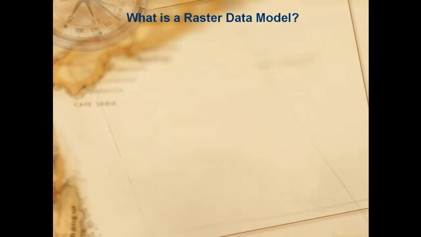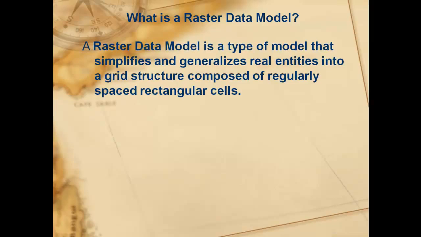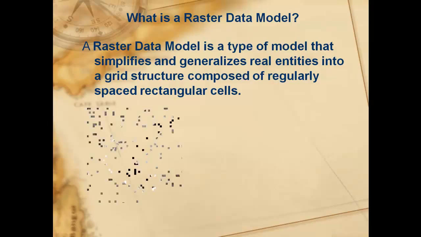The raster data model is another way of representing and simplifying reality. The raster data model says I'm going to represent reality by a grid structure that has regularly spaced cells. Those cells are usually square, but they need to be rectangular, they need to be regularly spaced, but they can be square. It makes it easier to process if they're square.